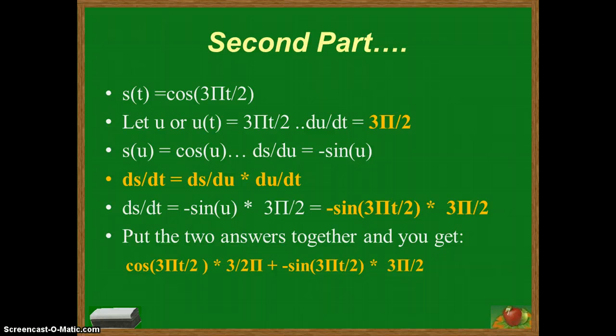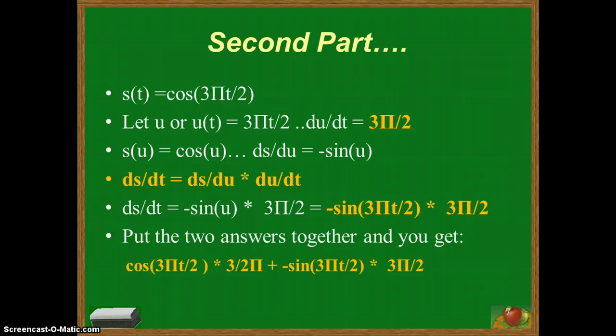So putting them together, in this case, ds dt would be ds du times du dt. Substituting what those values are, I get ds dt, the derivative of s with respect to t, equals negative sine of u times 3 pi over 2. But something's wrong. It's not in terms of t. So I have to substitute what u is. So negative sine of 3 pi t over 2 times 3 pi over 2. That would be the derivative of cosine 3 pi t over 2, our s of t in this problem.